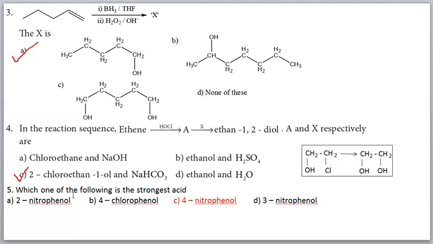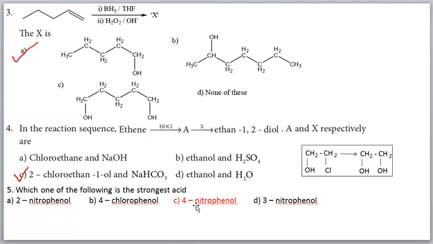Okay. Then, which one of the following is the strongest acid? All are phenol, phenol, phenol, phenol. Okay. Then, here chlorine is there, remaining all are nitro. We know that when a nitro group is attached to the benzene ring, the acidic character will increase more than with chlorine. Okay. So, nitro is the correct option.